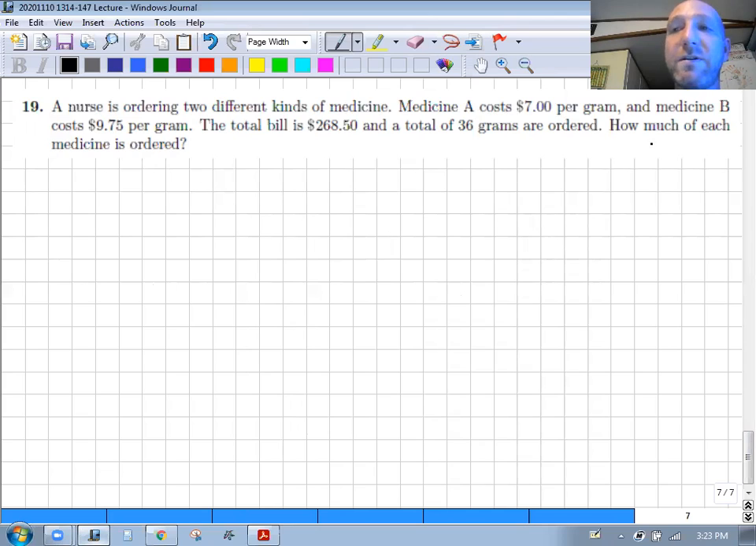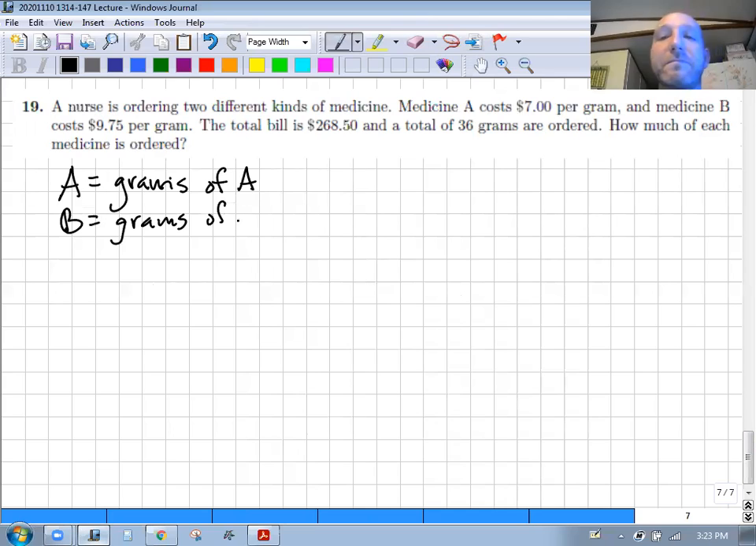So what we'll do here, since they're asking how much of each medicine is ordered, they're already telling us what the variables are. Instead of x and y, let's use A and B. A is grams of A, and B can be grams of B, right? Medicine A, medicine B. So that's what we want to solve for. That's what they're asking for. So since we have two unknowns, we need two equations.